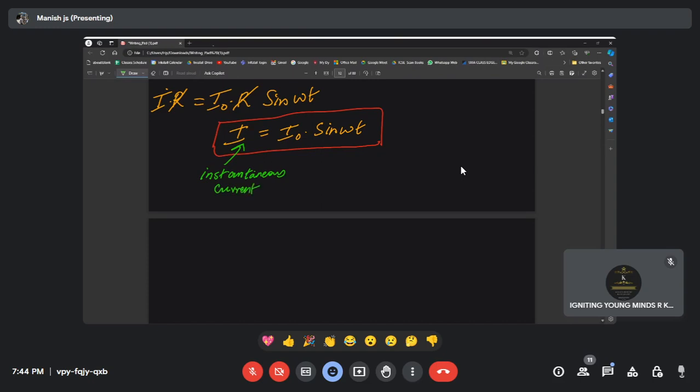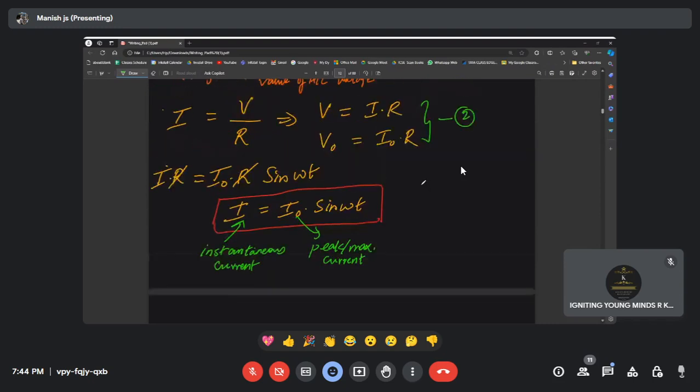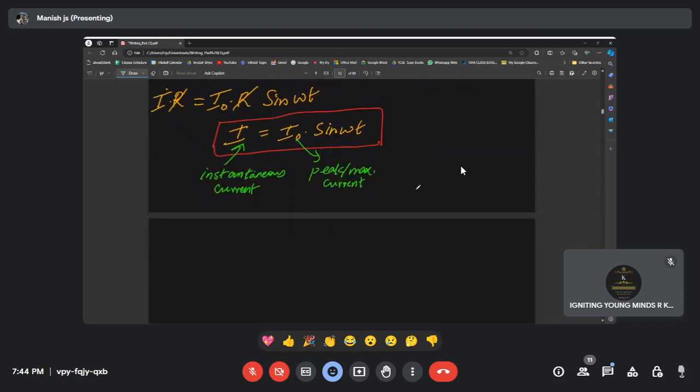Instantaneous current, and I naught is peak current or maximum current. The other terms you know: omega is angular frequency and t is instantaneous time. So these are the two important aspects that we have seen so far: how to express the values of alternating current and alternating voltage. We have seen both of them now.